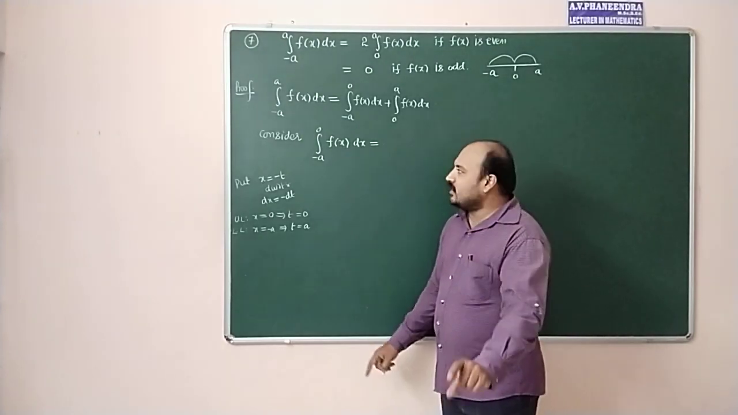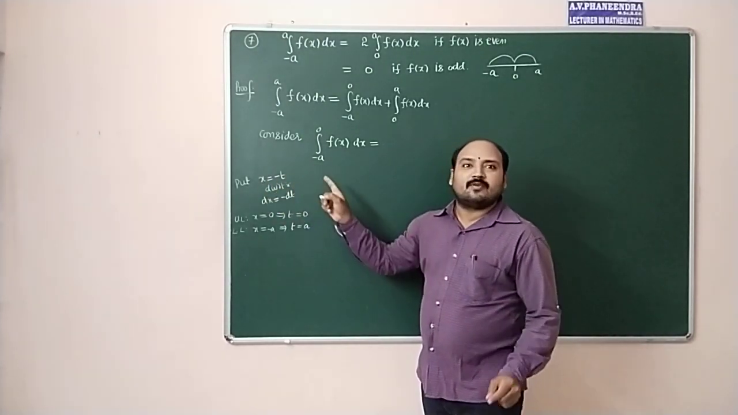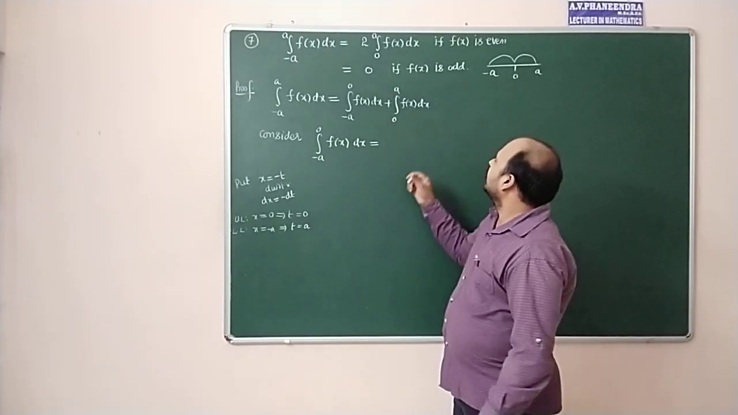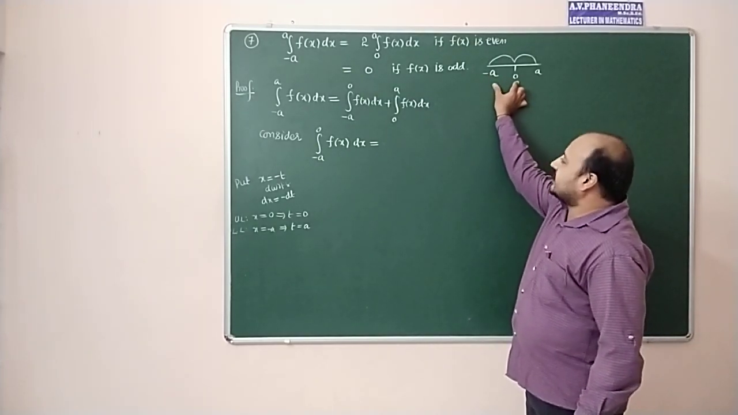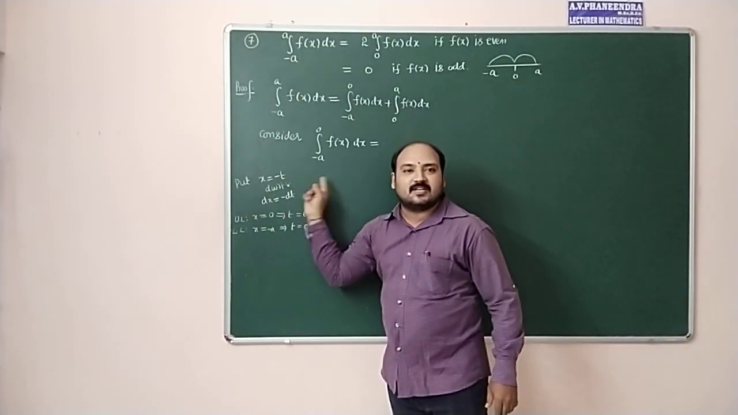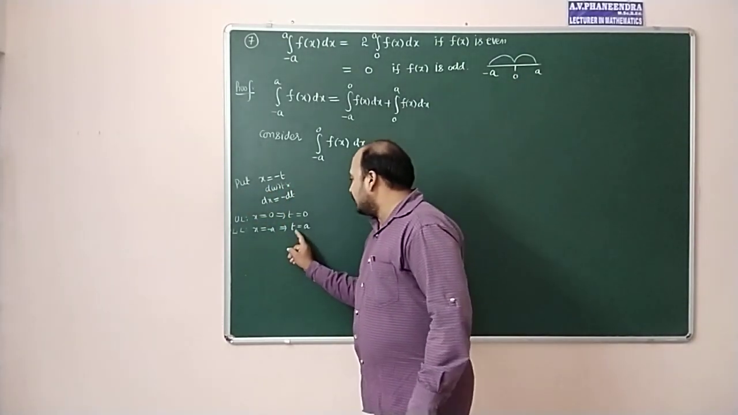So the very important thing you have to remember is x is equal to -t. Why are we taking -t? In the interval -a to 0, this is a negative interval. That is the reason the x value we are taking as -t. So now t is equal to a.